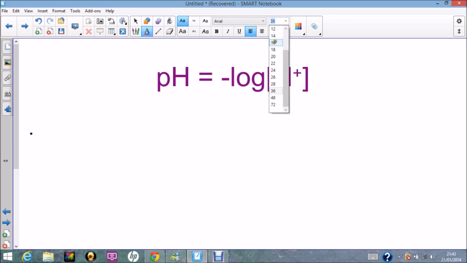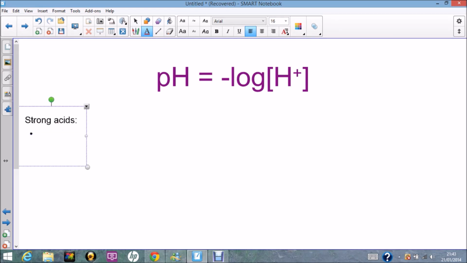For example, if you were calculating the pH of a strong acid, then you would just use that calculation as it is. And you would need to remember that the concentration of H plus is equal to the concentration of the acid. Exceptions to that would be acids such as H2SO4, in which you would need to double the concentration of the acid because obviously it contains two acidic protons.